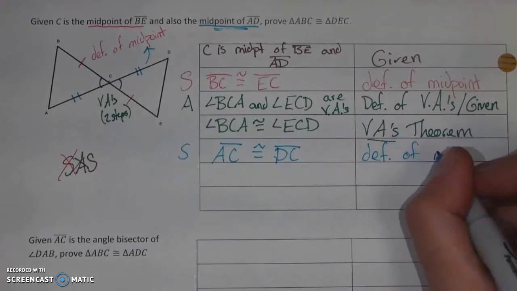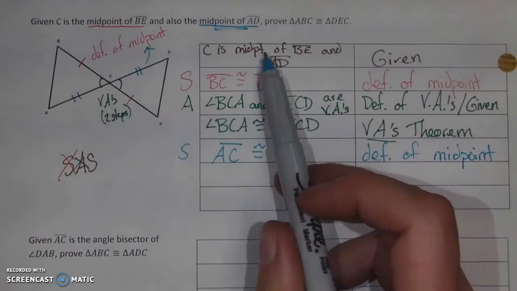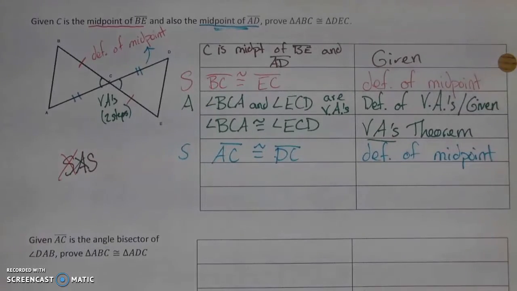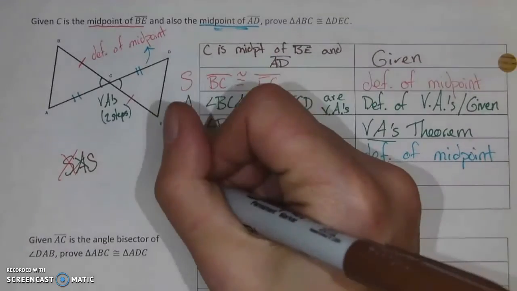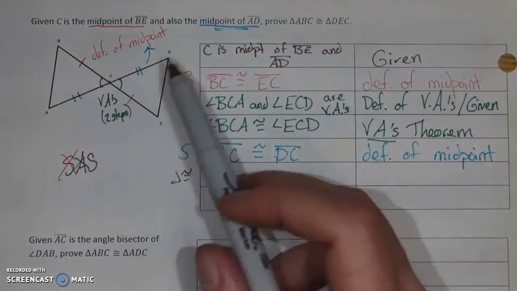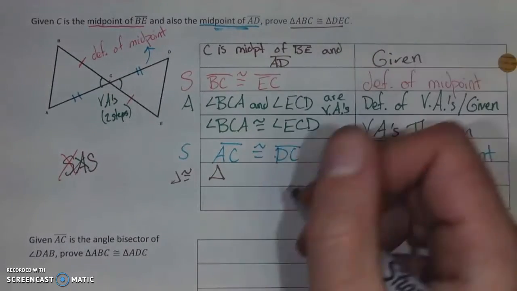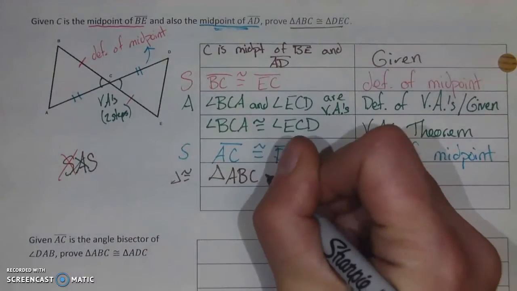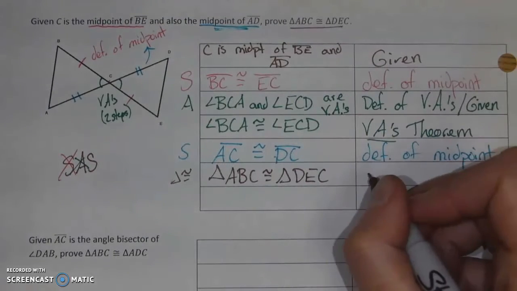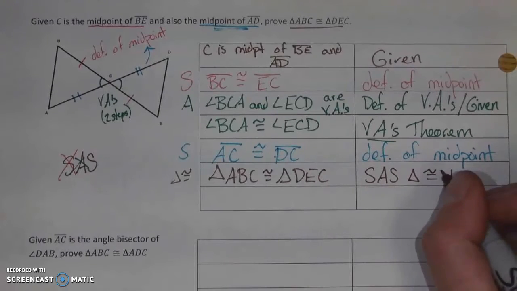So definition of midpoint, where I've already said it's a midpoint in my givens. Now that I've done these 3 steps, I can say that the overall triangles are congruent. So let's make sure that our corresponding points are right, and I can even just copy it right down from the top. I want to prove that ABC is congruent to triangle DEC. And that is according to the SAS triangle congruence theorem.